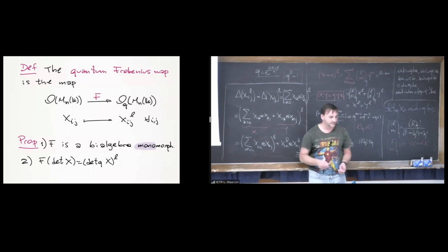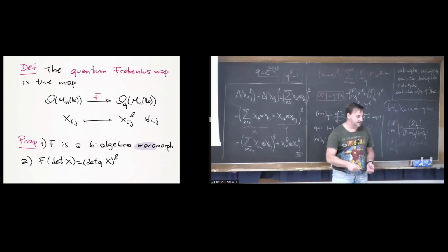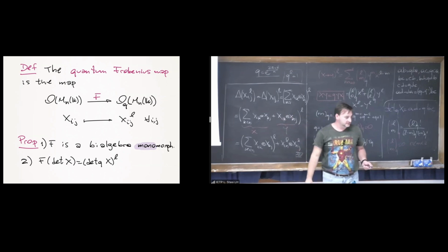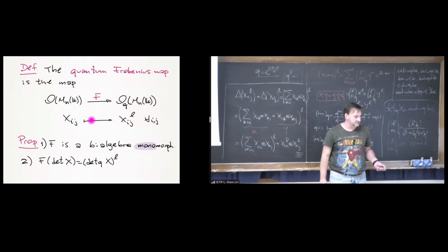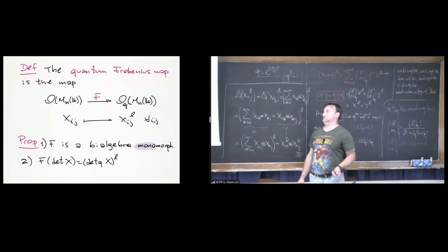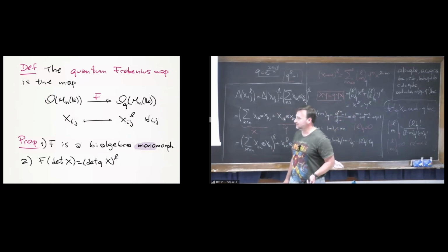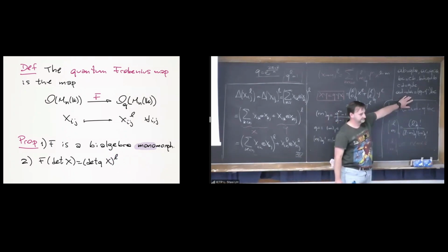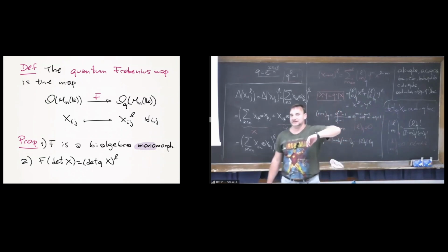And actually, more nice things happen. I didn't prove this property, but I gave the idea. It behaves well with the co-multiplication and the co-unit. So actually, it's a bi-algebra morphism, and it's injective. It's a monomorphism. And our determinant goes to the Q-determinant to the L. And this is not so easy to prove. You can prove it by hand in the 2x2 example, but in general, you need a better idea. You have to think better.